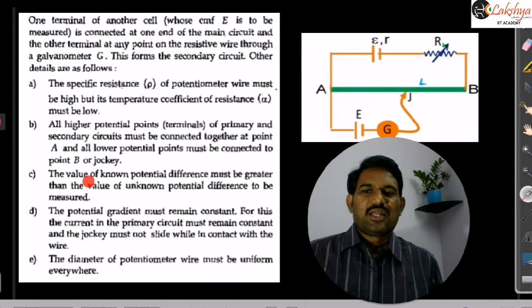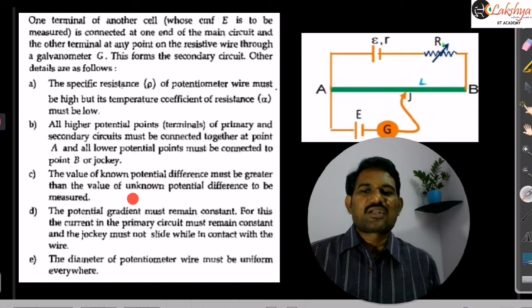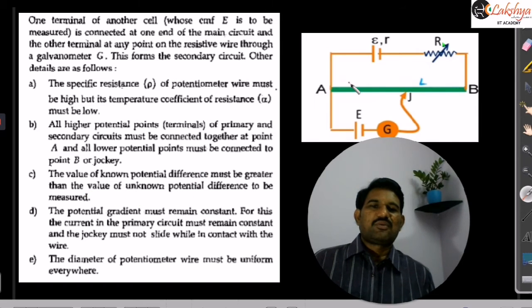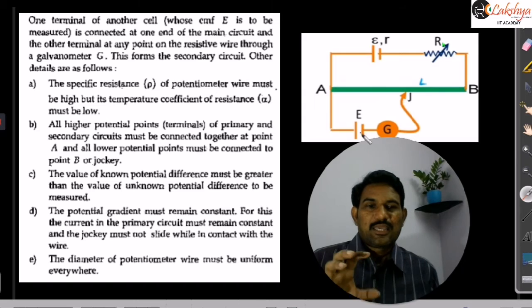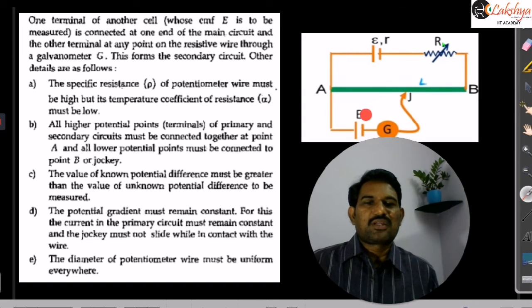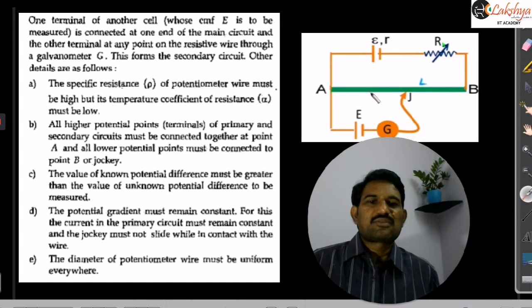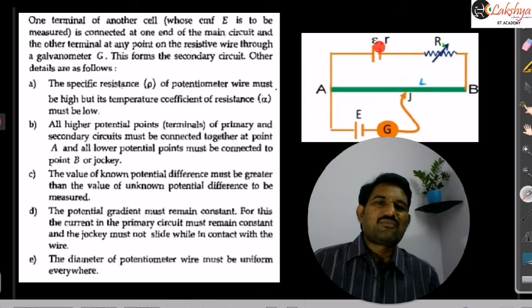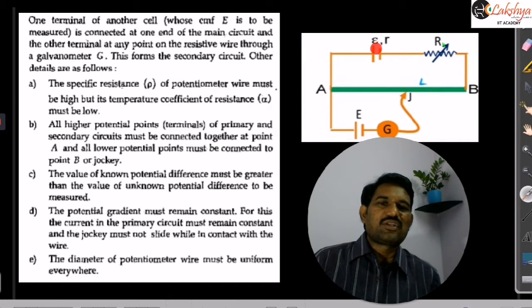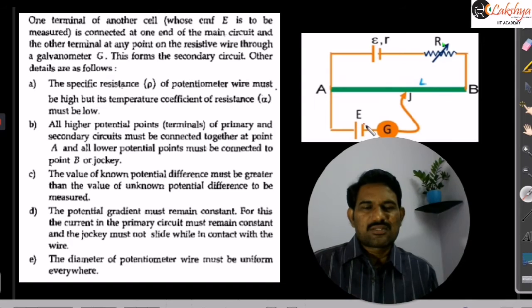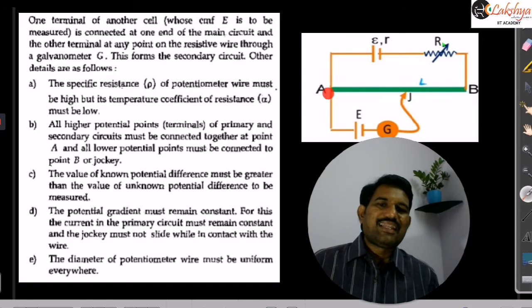The value of the known potential difference must be greater than that of the unknown potential difference to be measured. So this is another important condition to use the potentiometer here. The EMF of the cell to be measured, or the EMF of the unknown cell, must be less than the EMF of the cell used in the primary circuit here. What actually it means is the EMF of the cell must be less than the potential difference across this AB. That is the actual proper condition here.